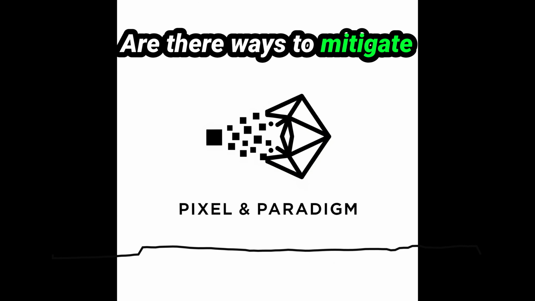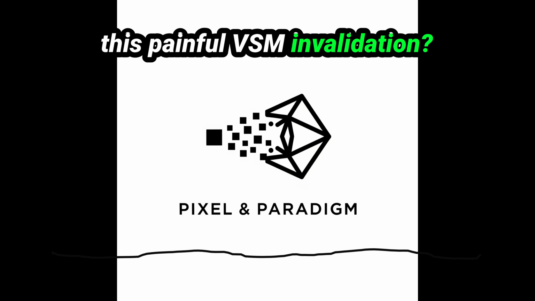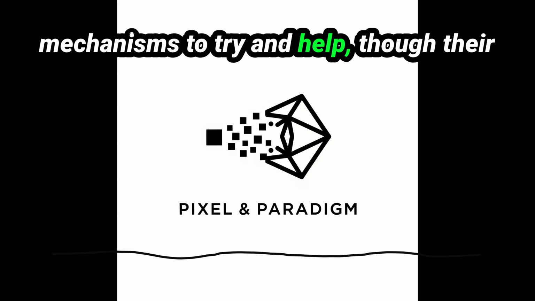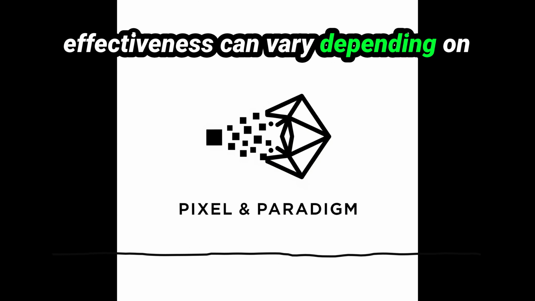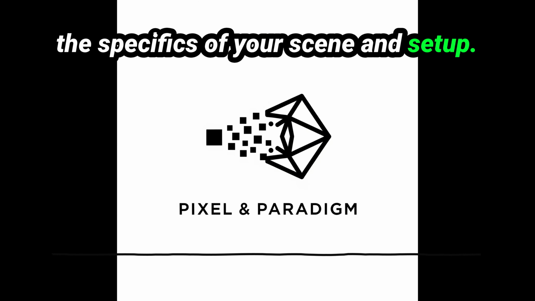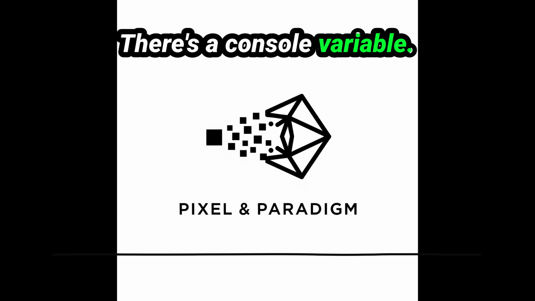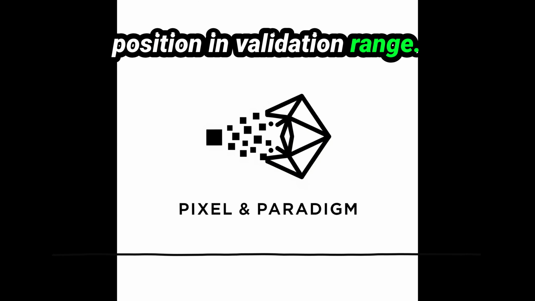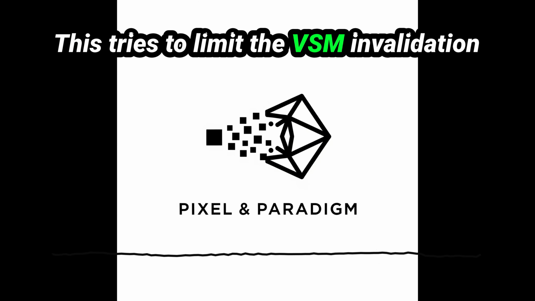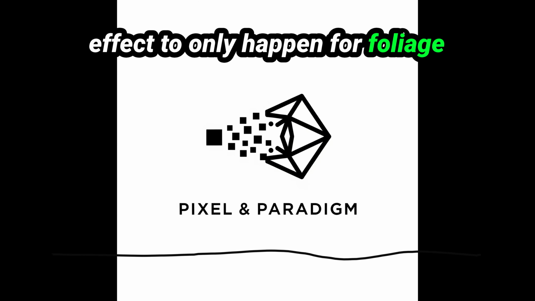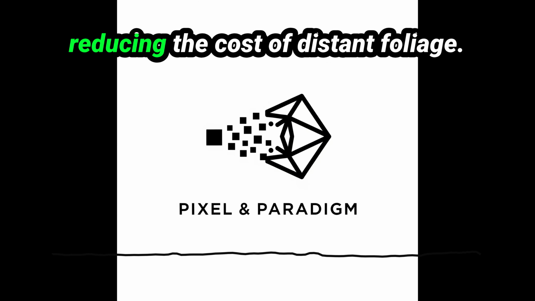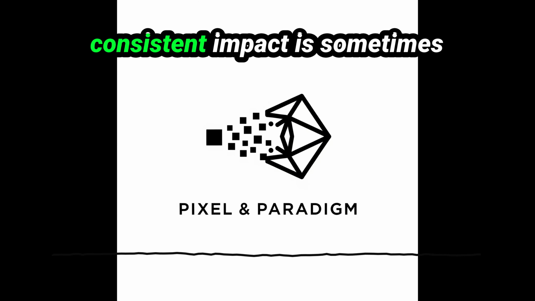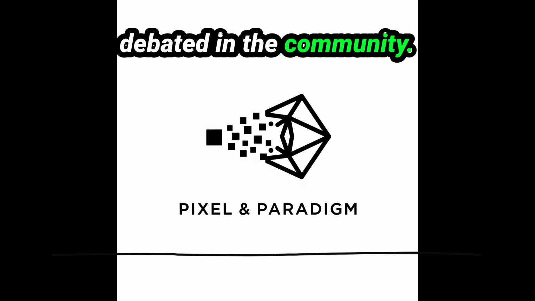Okay, are there ways to mitigate this painful VSM invalidation? Can we lessen the hit somehow? Unreal Engine does provide some mechanisms to try and help, though their effectiveness can vary depending on the specifics of your scene and setup. There's a console variable, r.Shadow.Virtual.Cache.MaxMaterialPositionInvalidationRange. This tries to limit the VSM invalidation effect to only happen for foliage closer to the camera, potentially reducing the cost of distant foliage WPO invalidating the cache, but its consistent impact is sometimes debated in the community.